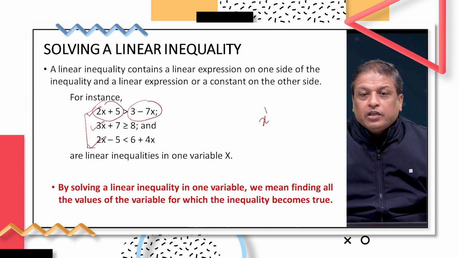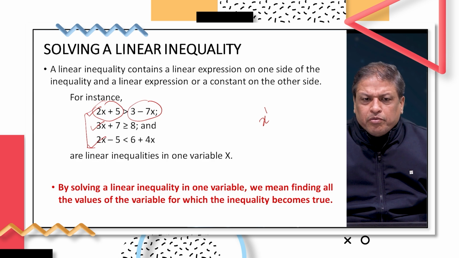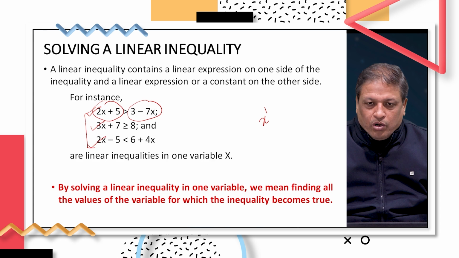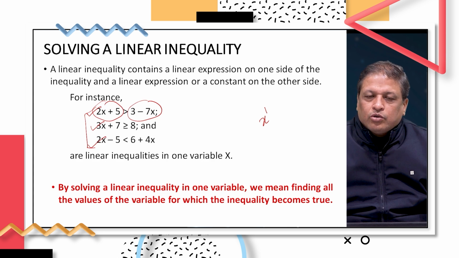Now, by solving linear inequalities in one variable, we actually mean finding all the values of the variable for which the inequality becomes true. Likewise, in our earlier sessions, we found the root, and we verified whether it is the root of the equation by substituting the value of the root into the equation itself and checking whether the left hand side is equal to the right hand side or not. And if the left hand side is equal to the right hand side, that means the root satisfies the equation and it is in fact the root of the equation.